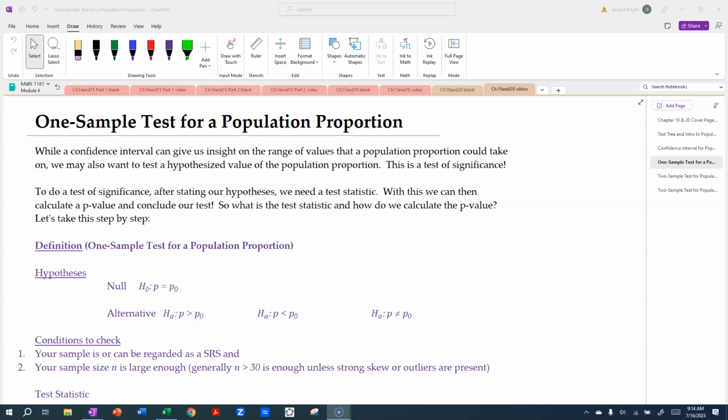We know now how to construct a confidence interval for a population proportion, right? And so that gives us a pretty good idea of what the population proportion could be between, right? At least 95 times out of 100, okay? But that still doesn't tell us what it is, right? And so it will forever remain unknown to us.